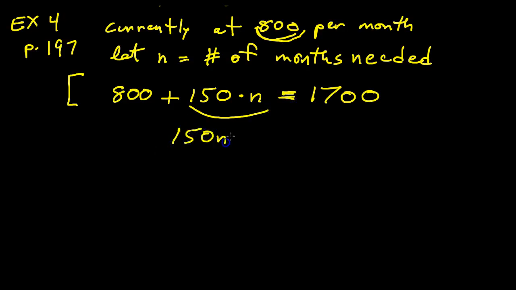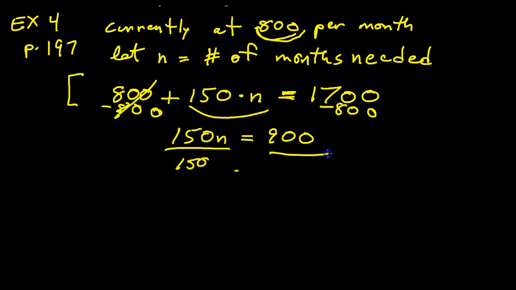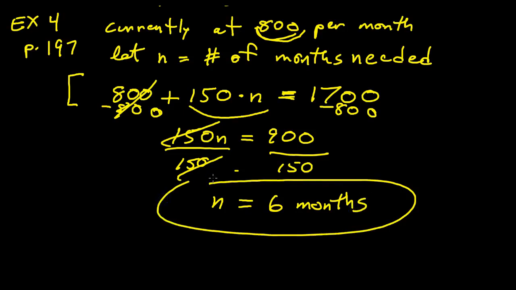So I can solve this now for n very easily, subtracting 800 from both sides. I'll get 900 on the right, and of course the 800s cancel on the left. So n, dividing both sides by 150 then, the 150s cancel on the left, and I'm left with n equals 900 over 150 equals 6. And remember, n is the number of months, so we're going to need 6 months. Okay?